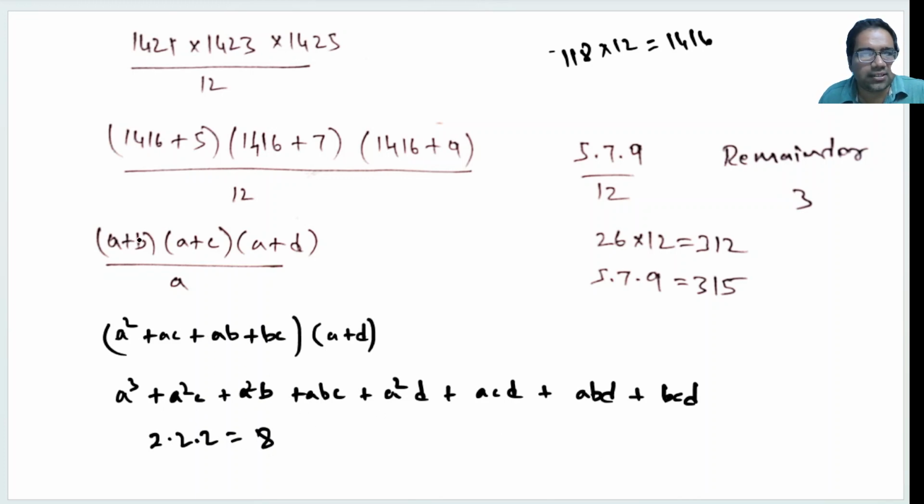The multiplication is three sets, right? Every item will have three elements, right? For example, A cube is A into A into A. A square C is A into A into C. Likewise. So now if you see, when we are doing this kind of multiplication, everywhere we get three elements, every term will have three elements, one of these three.